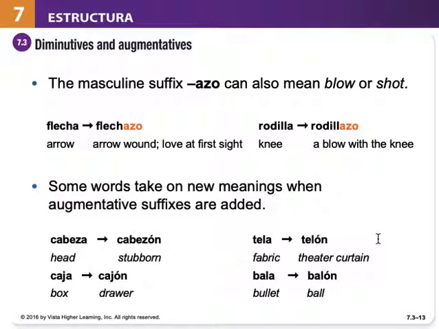Okay. Some words take on new meanings when aumentative suffixes are added. Cabeza, cabezón, caja, cajón, tela, telón, y bala, balón. So some of them just change, and we need to learn them as we go. Those are words that you know, like cabeza, and then you will hear a joke about someone being cabezón, and everybody will laugh, and then you can ask the meaning, and that's how you learn them basically.